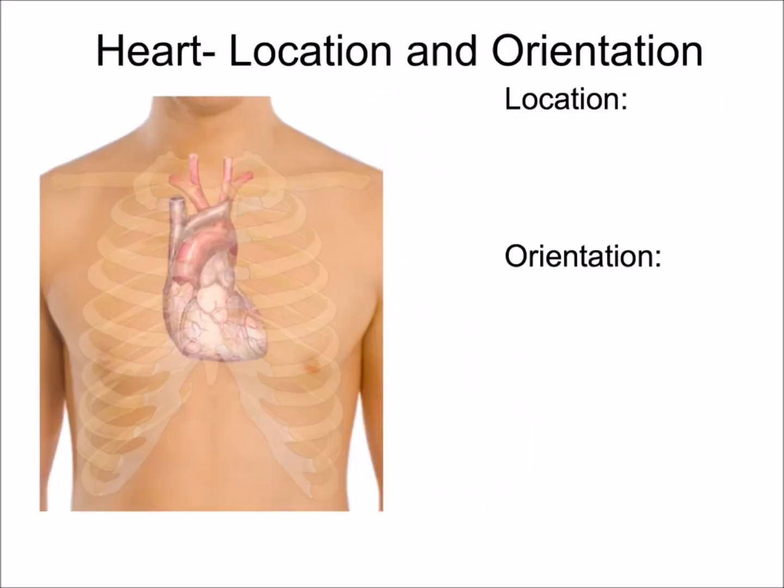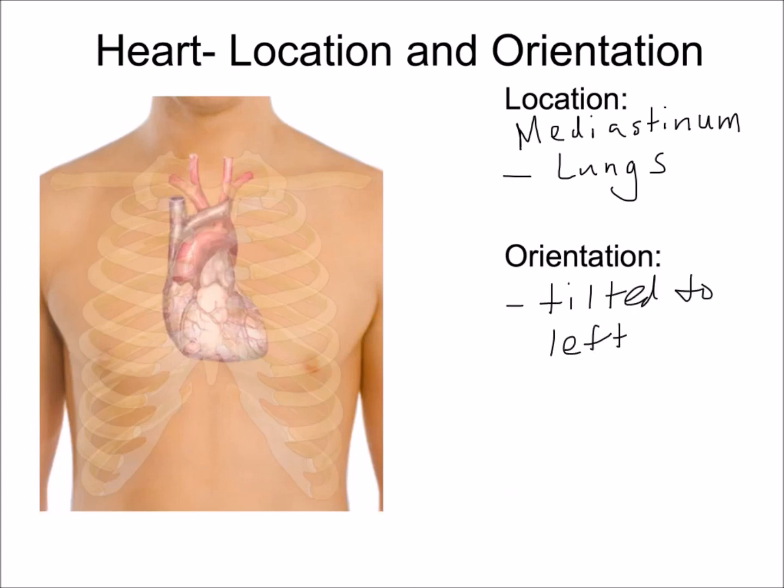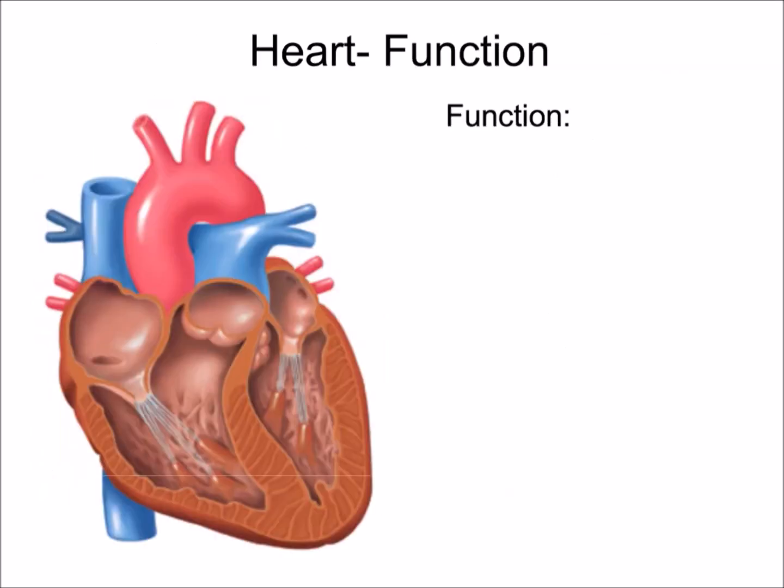So the heart is located in a cavity called the mediastinum. The mediastinum is a cavity found between the lungs. And the way the heart sits in the body is that it sits tilted to the left. So the apex is slightly tilted to the left. So here you have the apex right here, and you can see how the apex is tilted slightly to the left.